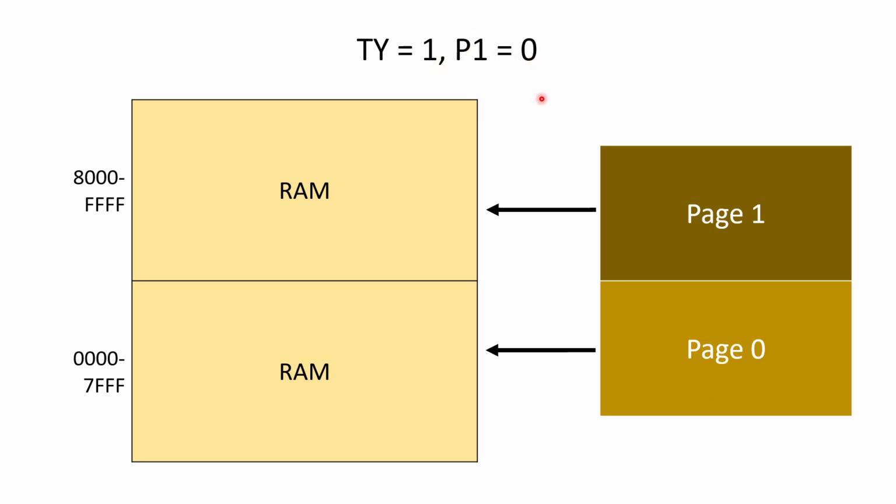Now, on the other hand, if you set TY to 1 and you leave P1 at 0, now you've got both pages as RAM. So the lower half of the addresses look at page 0 of RAM, the upper half of addresses look at page 1 of RAM. And if you then set P1 as well, then it's just swapped. So now, for whatever reason, you get to have the lower half of addresses pointing at page 1 and the upper half of addresses pointing at page 0. I don't think this is very interesting. So what I'm going to be illustrating is this situation.